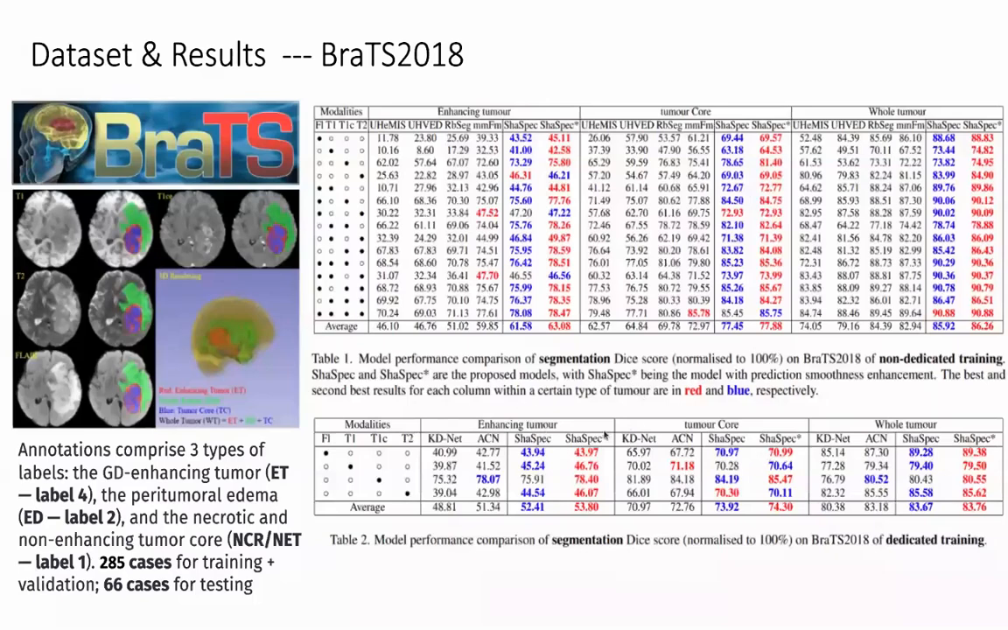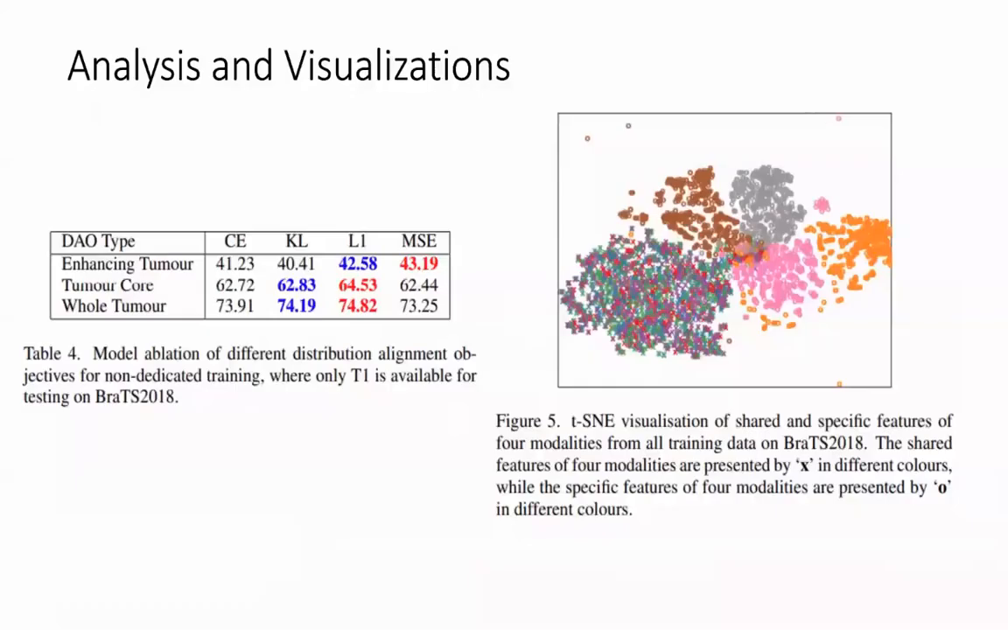From the analysis and visualization point of view, as mentioned in the earlier slides, the distribution alignment objective function has different variants. We test our model with different objective functions: cross entropy, KL divergence, L1 loss, and MSE. In the table shown here, the best model for each row is in red, and the second best is in blue. You can see the L1 distance has the best performance on average.